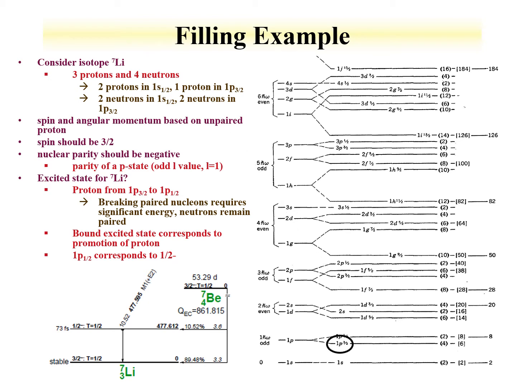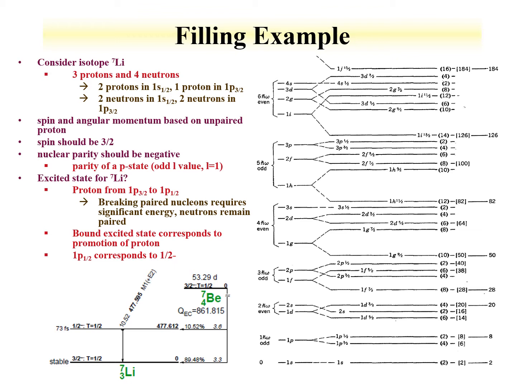We see here the state that it occupies, and the 1p 3/2 correlates to the 3/2 minus ground state. The excited state shown here of lithium-7 is 1/2 minus. So the question is, if I have an excited state, I can either take the unpaired proton and excite it, or split one of the paired neutrons and excite one of those. It's much easier for the first excited state just to take the unpaired nucleon and excite it. So the unpaired nucleon would be living in this 1p 3/2. The next state up would be the 1p 1/2 state.